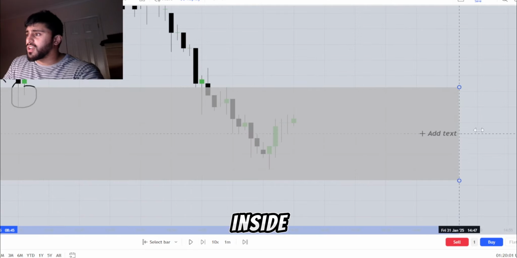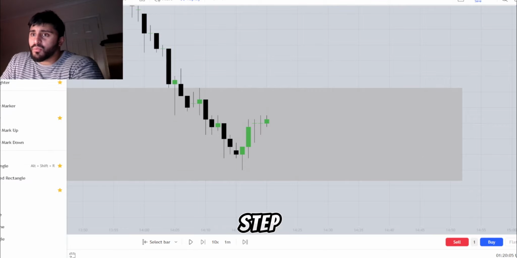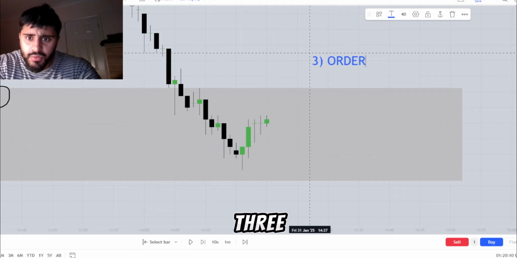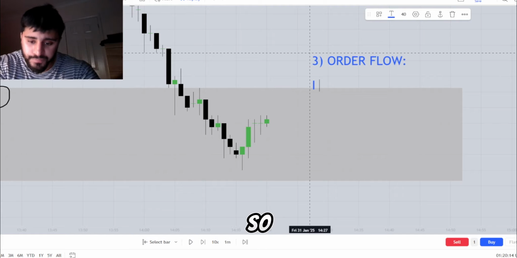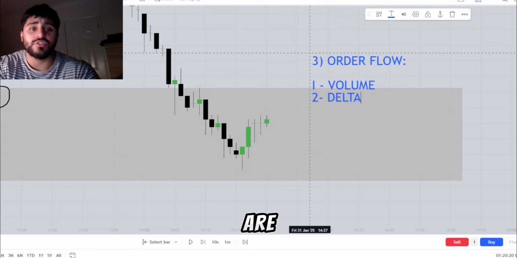So we can see we're inside of a 15-minute fair value gap. So what are we looking for, right? Now that we're inside, we have our step 1 and step 2 underway. So what was step 3? Step 3 is the order flow. And in particular in the order flow, we're looking at two things: the volume, that's the first thing, and we're also looking at the delta. These are the two things we look for.